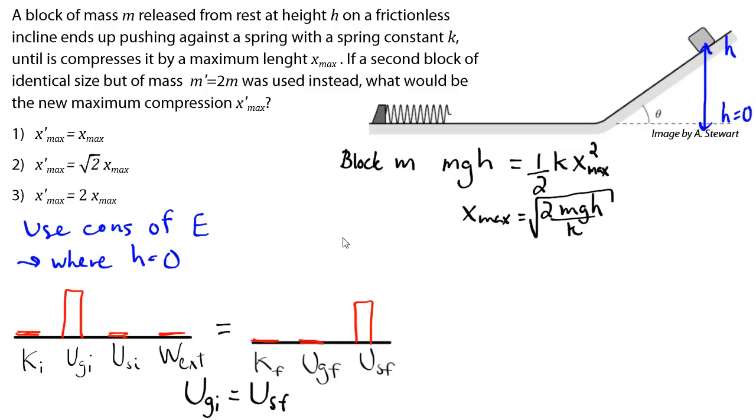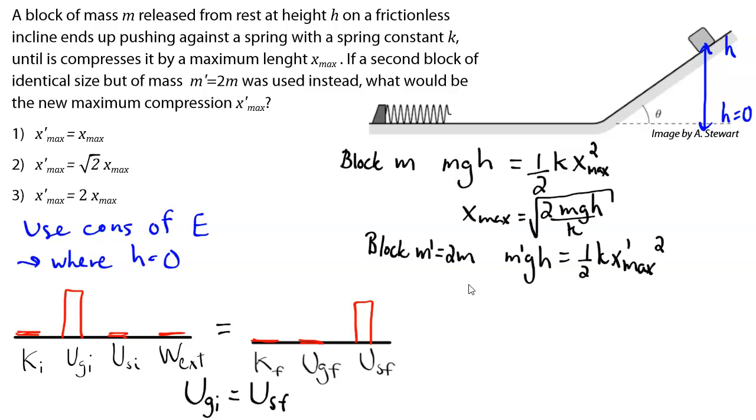Now what I want to do is the same analysis, but this time for the block of mass m prime, which is equal to 2m. Nothing will change drastically when we do this. It's still the same conversion of energy. It's just that the mass and the compression that we want to use will now be the ones with the primes. So we will have m prime times g times h is equal to 1/2 k times x max prime, all of that squared. Note that neither h, g, nor k are changing. Only the m prime and the x prime will be different.